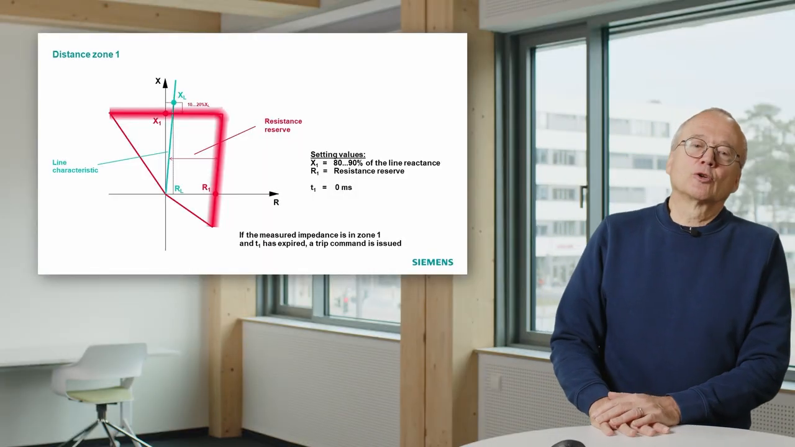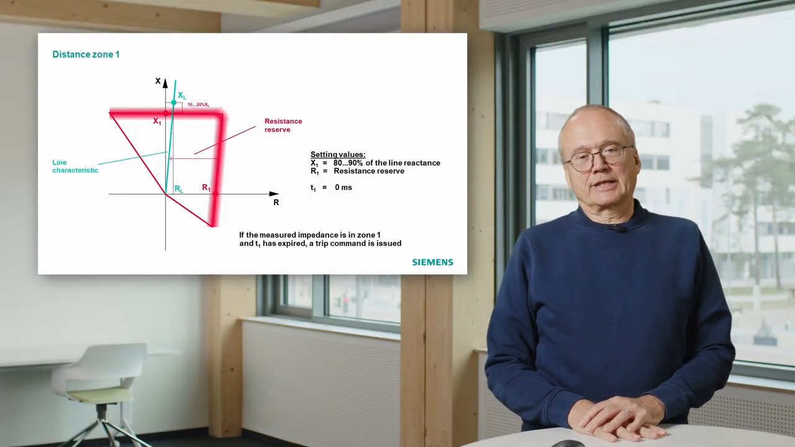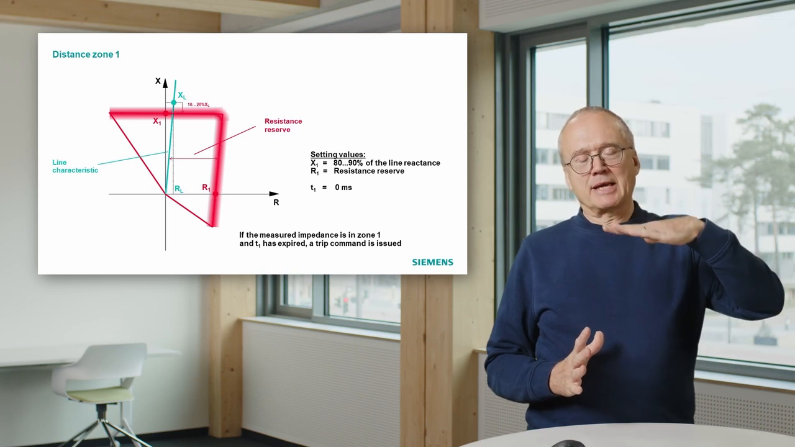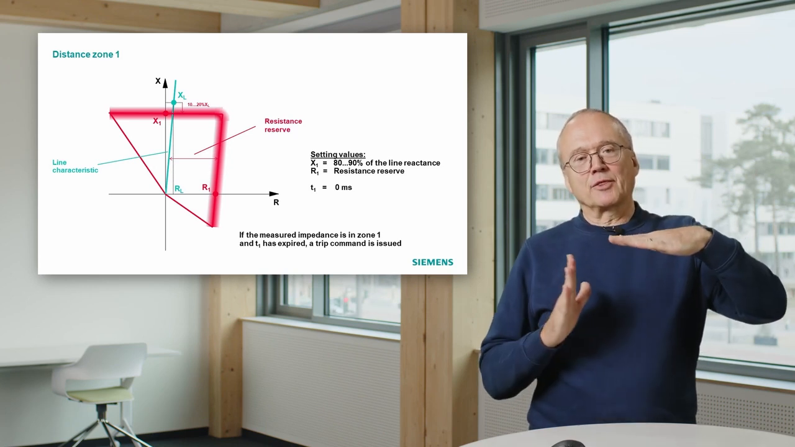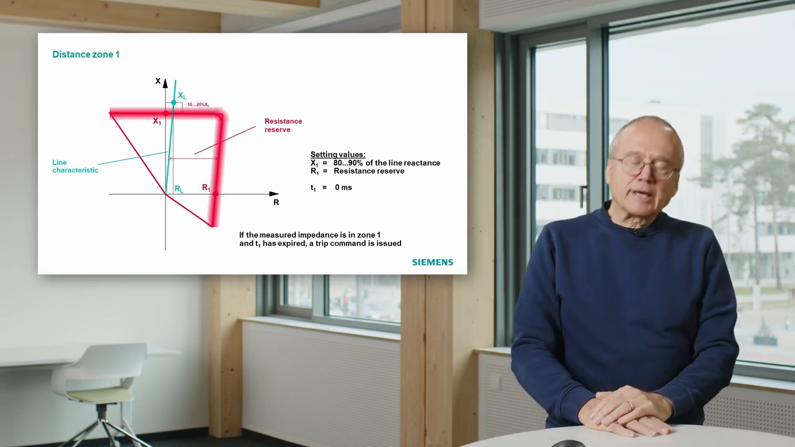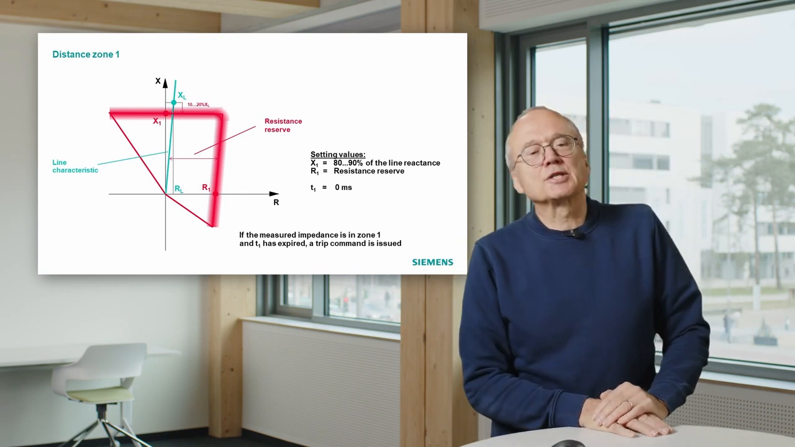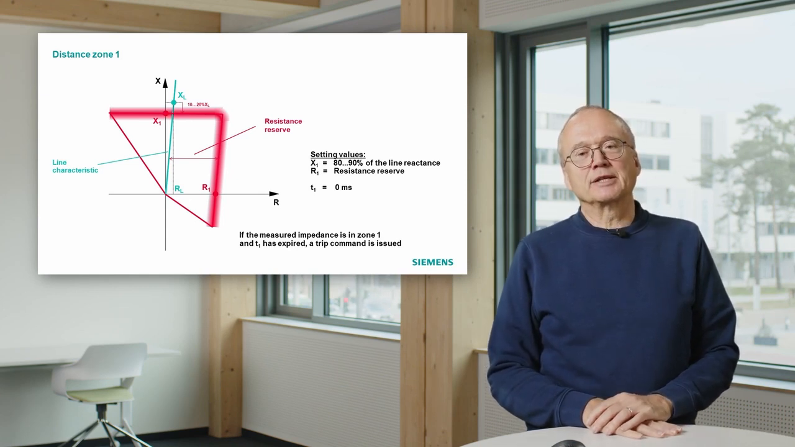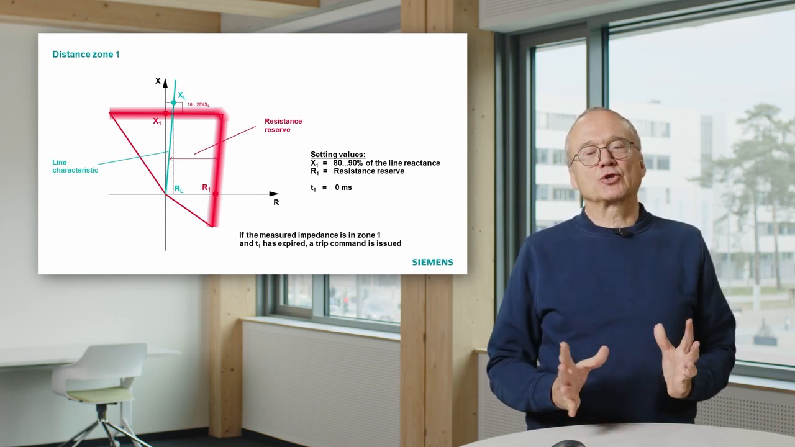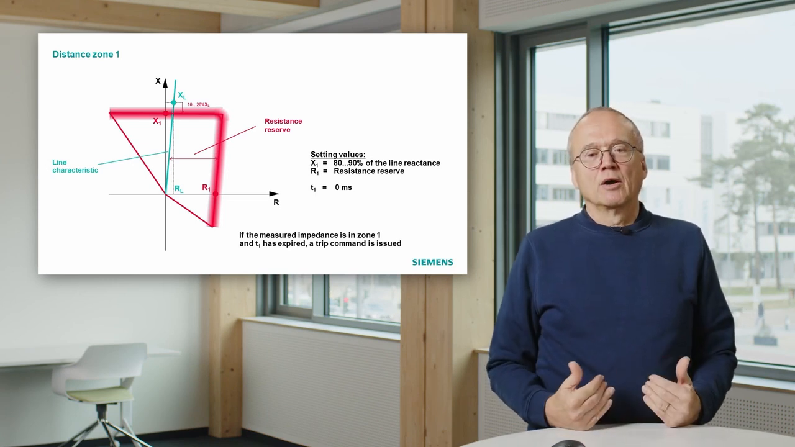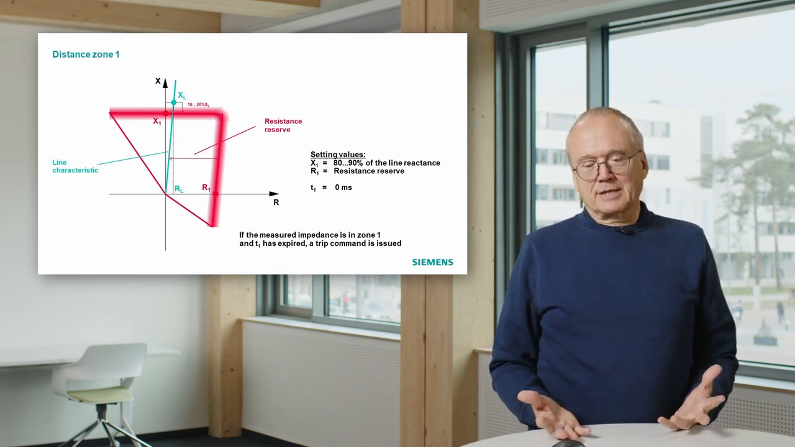Up to now we had a look at the quadrilateral characteristic. That means we have a characteristic where we can make the reactive and the resistive setting independently. If you look into applications worldwide, there are also a lot of relays in operation which have a completely different characteristic. They have a circular characteristic, so-called Mho circles. What is behind that?